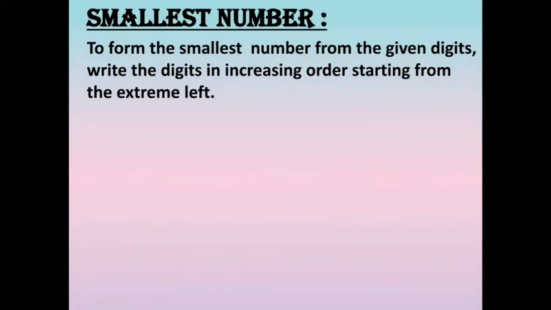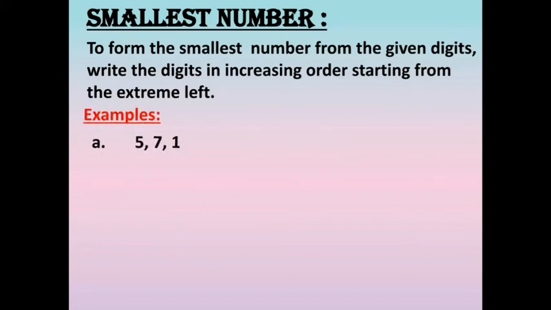Now we will see smallest number. To form the smallest number from the given digits, write the digits in increasing order starting from the extreme left. That means you have to write from small digit to big digit. So we will see some examples.